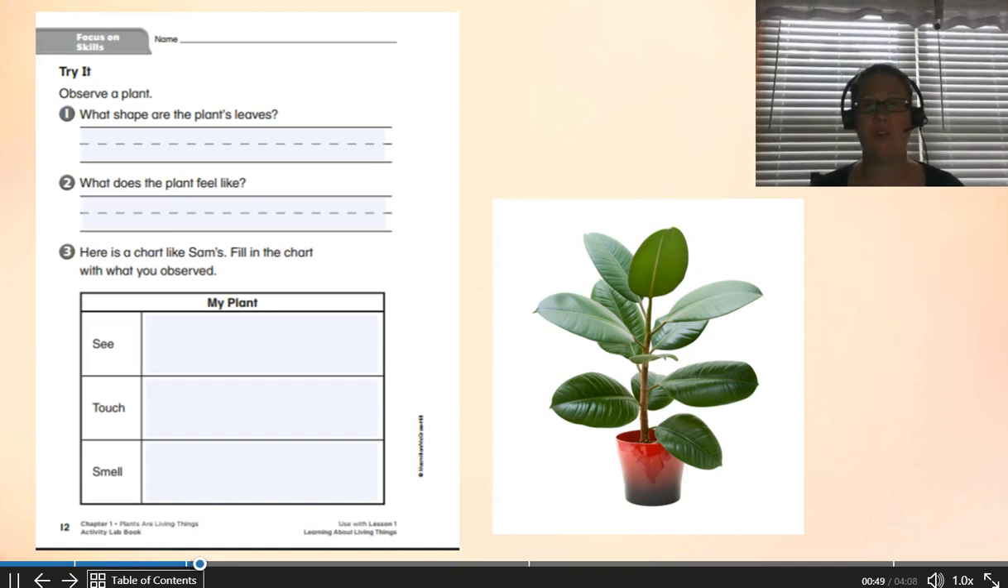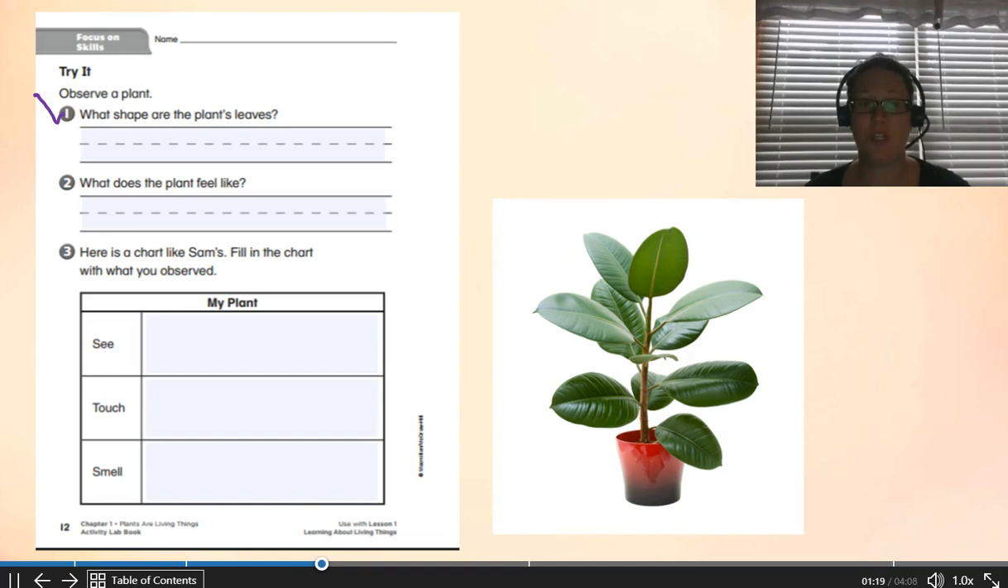Okay, you should have your lab sheet open so that you can type directly onto it. We're going to use the picture of this plant. If you do not have a plant in your home, you can use this one. The first question is asking us to observe, using our senses, what shape are the plant's leaves? I want you to pause the recording and take some time to think about that.